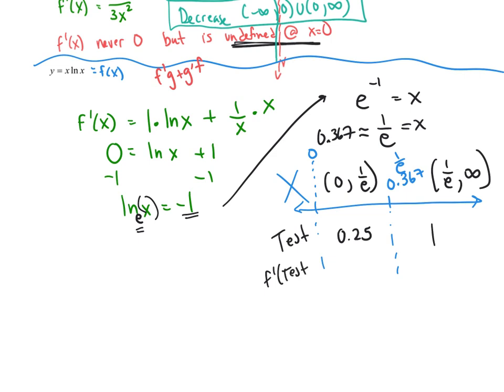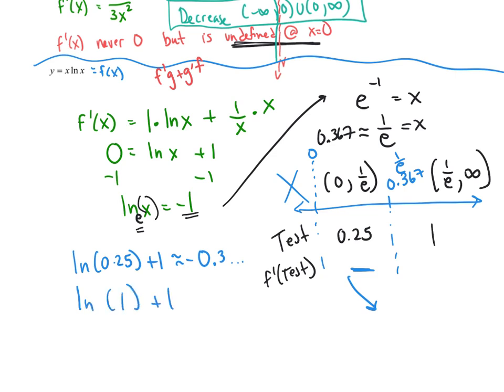So when I plug the test points into the derivative, we'll see what we get. For 0.25, I will do ln of 0.25 plus 1, which I'm just going to plug into the calculator, and I get about negative 0.3. So it's negative, so it's decreasing to start with. So it's decreasing from 0 to this 1 over e. And then it is going to, I'm assuming, increase. So if we do the ln of 1 plus 1, well, the ln of 1 is just 0, so this is just 1, so this is positive, so this is going to increase.